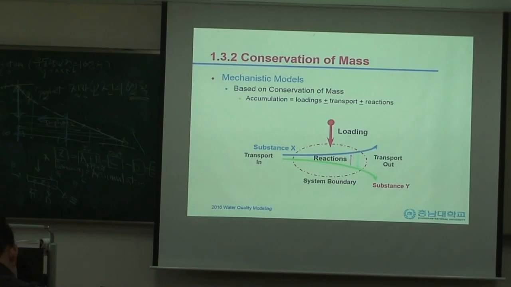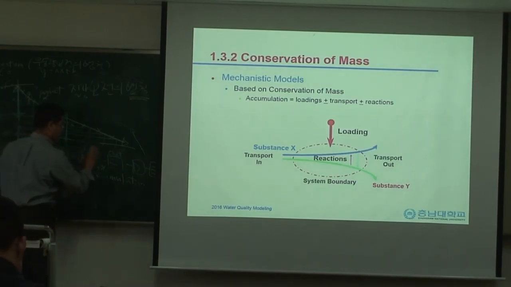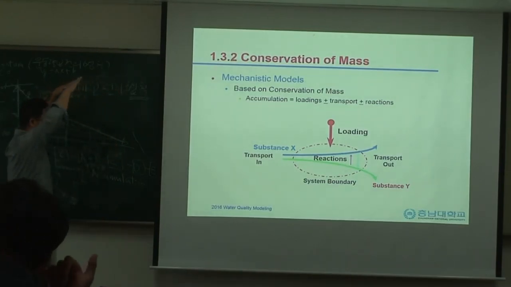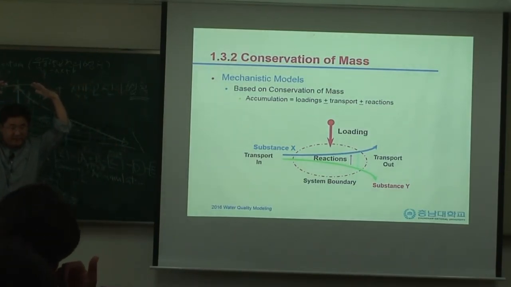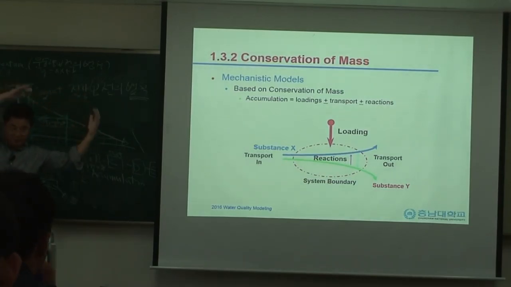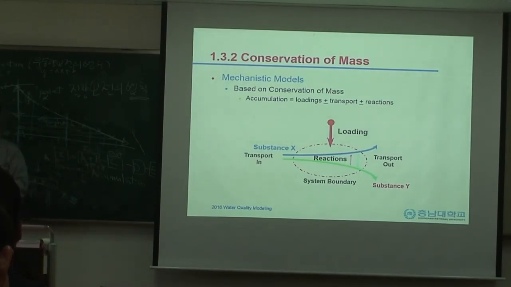So what you're going to do, you're going to count A, B, C, D, E, and F, and put everything in here under the umbrella of conservation of mass. And then try to think what kind of method you're going to use. You can use numerical, mathematical, mechanical, whatever, okay? But the most important building block is this one, if you want to develop an equation.